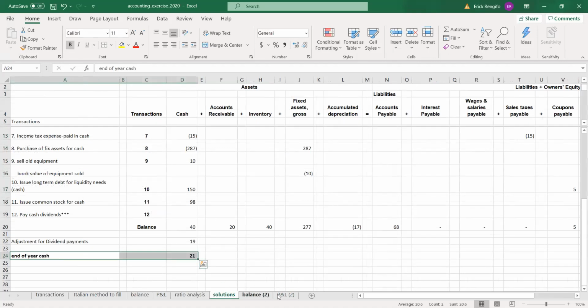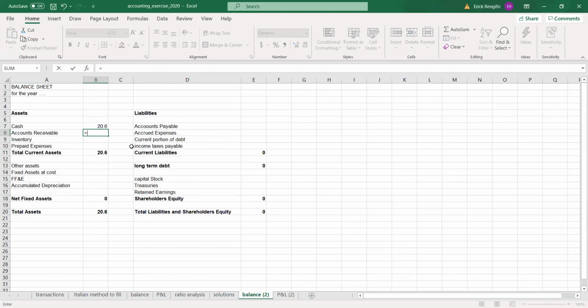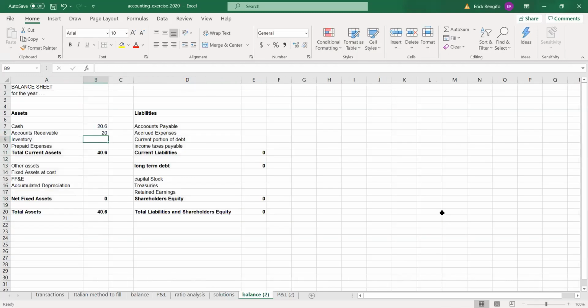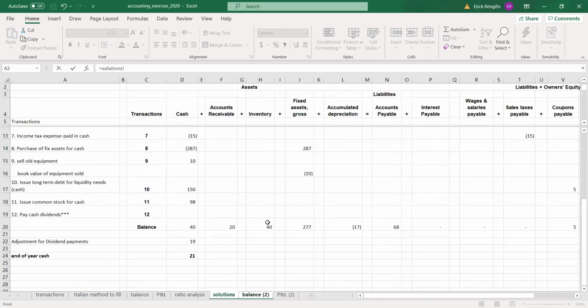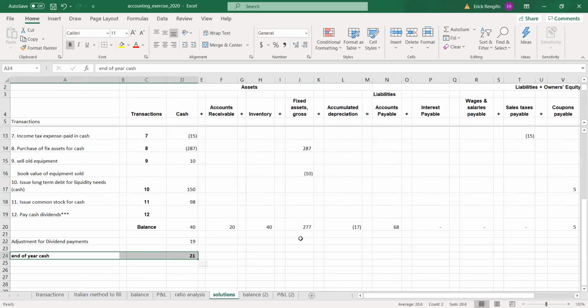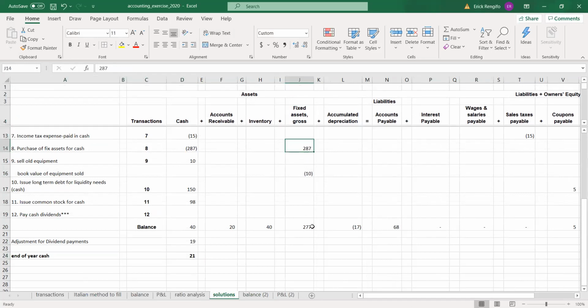Accounts receivable. Accounts receivable is 20. Inventory is, that's easy to remember. You just need to match the names. I don't have prepaid expenses, so my total assets is 80.6, I assume. Yeah, this is long term already. So this is long term.